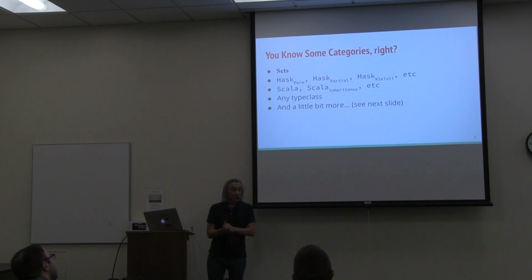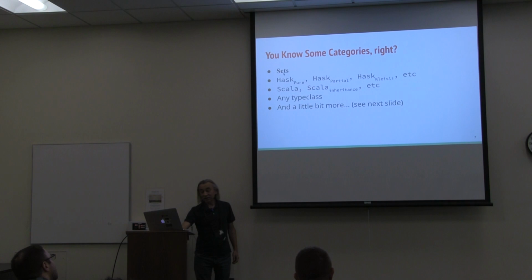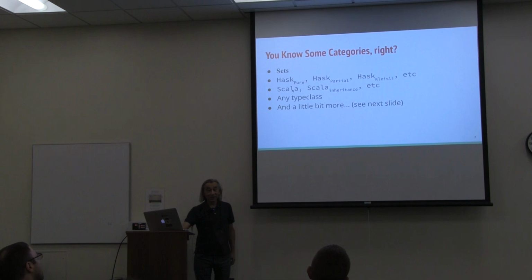So I'm sure everybody here is already familiar with categories, right? Everybody knows the category of sets. Everybody knows the category of Haskell with pure functions, another Haskell with partial functions, Haskell which is actually a Kleisli category over the monad of partial functions, and so on. Scala is some kind of a category, Scala with arrows that are inheritance, like from one type to another, that's another category. That's what you use when you define like this type is a subtype of that. So that's a different category from like regular Scala, with map being done by just functions or methods or whatever.